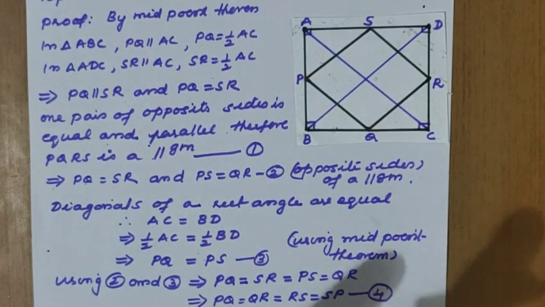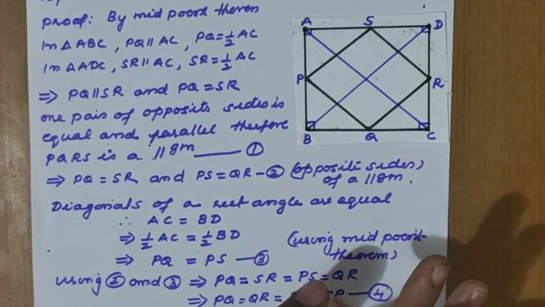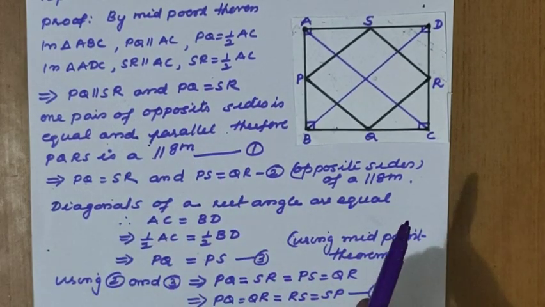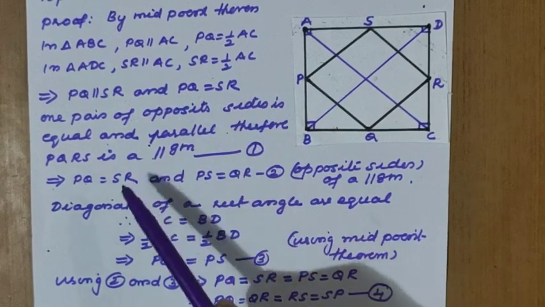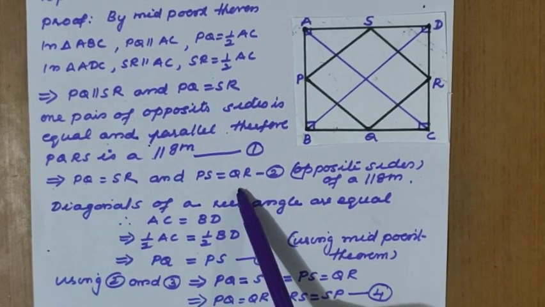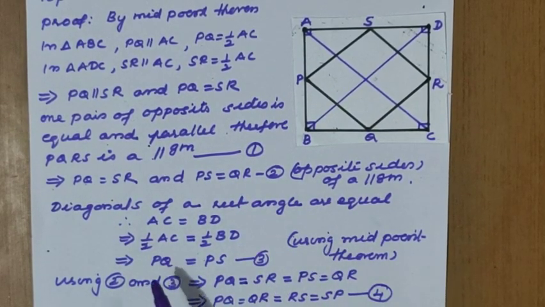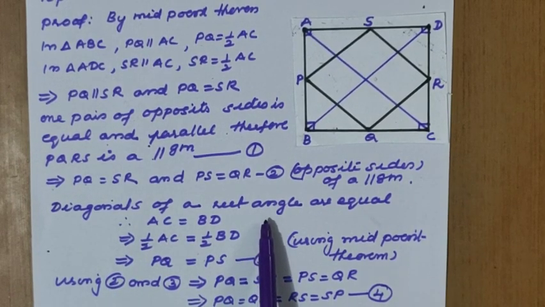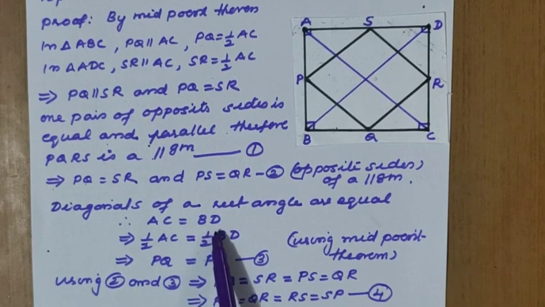The first step we have already discussed 3 times, so you know that very well. So proving parallelogram is done. Now we have to prove that adjacent sides are equal. If it is a parallelogram, opposite sides are equal, we got that. Now for proving adjacent sides, which property have we used? Diagonals of a rectangle are equal. Now AC equal to BD, half of AC equal to half of BD.